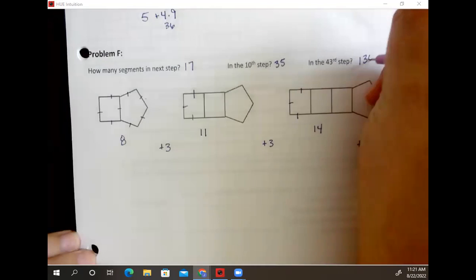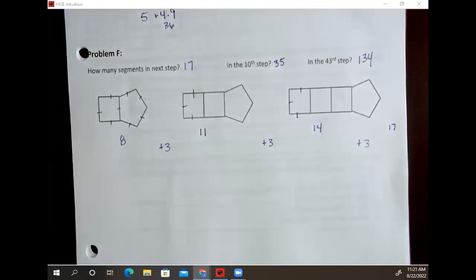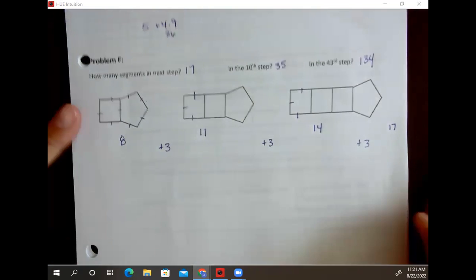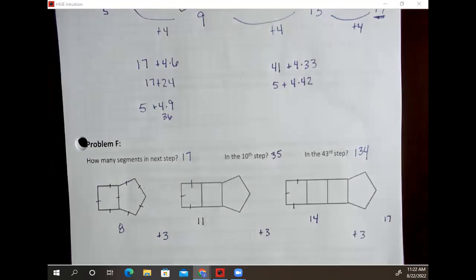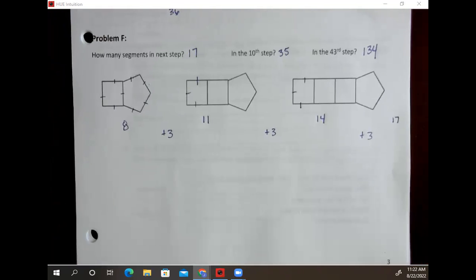134. Now you could, if you had your calculator out, just keep adding 3 until you got there. We talked about that at the beginning of class. Or you could use one of these sort of shorthand versions of that, where we rewrite all that repeated addition as multiplication. The big idea here is that we're recognizing these patterns and then applying them, okay?